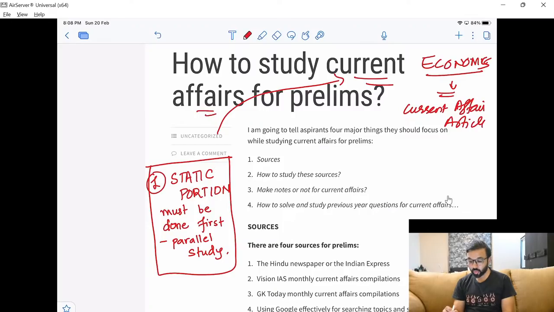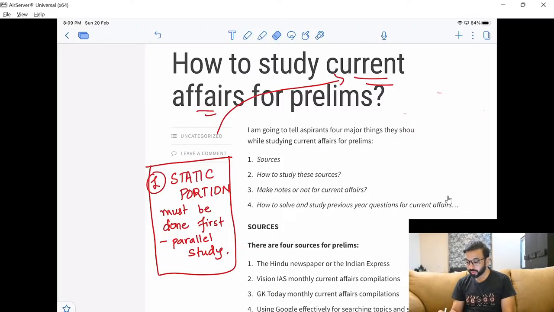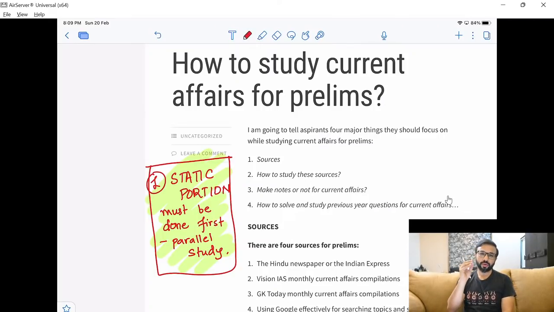So my request to all of you is to first understand the static portion before you jump into current affairs. First study the basic static portion of that particular subject. Let's say you are doing economics, so first read the NCERT and the main books of economics that I have already suggested. After reading them, you will have some understanding of economics.